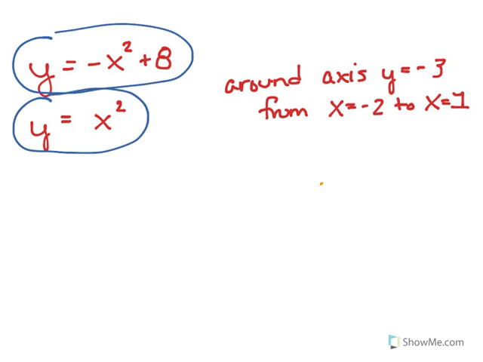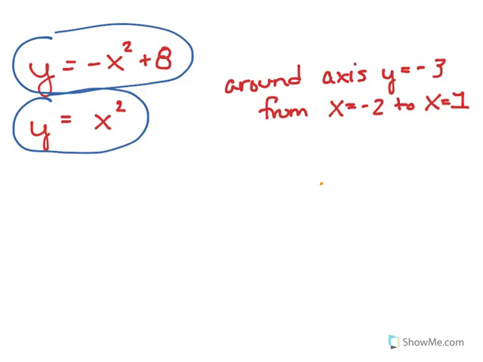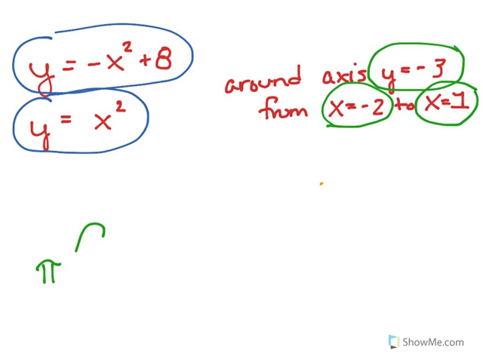We have to figure out what the axis is. The axis is y equals 3. And we know we're starting at negative 2, and we're going to 1. So in setting up this integral, even without a picture, I can start. It's going to be pi, the integral from negative 2 to 1 of, and now I just got to figure a couple things out. I got to figure out who's the upper curve and who is the lower curve.